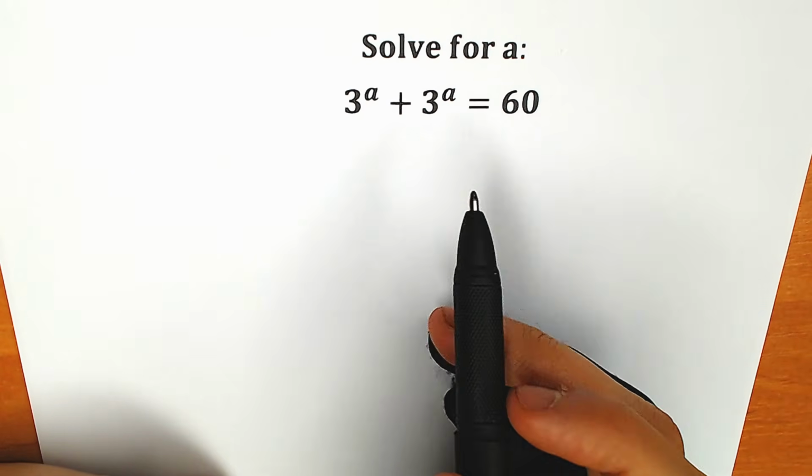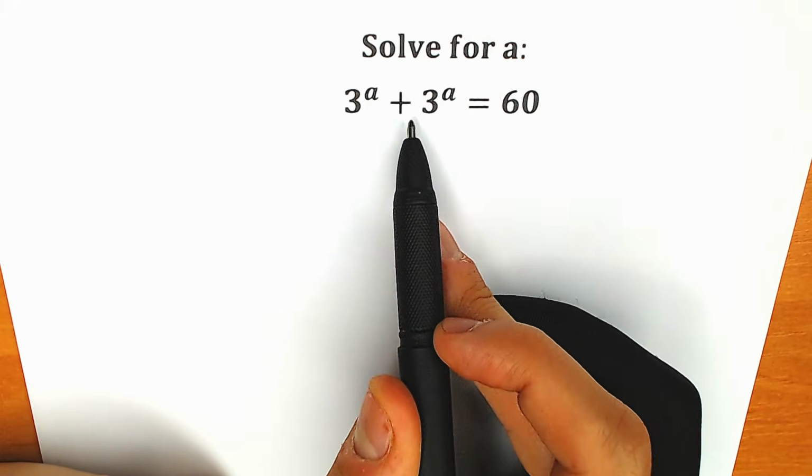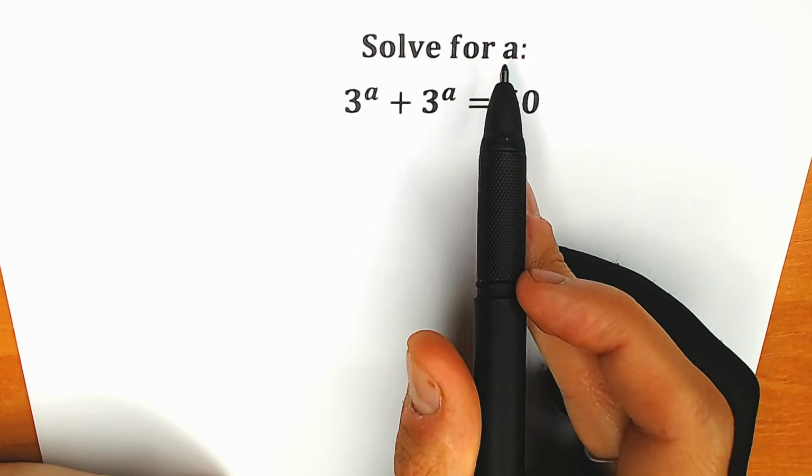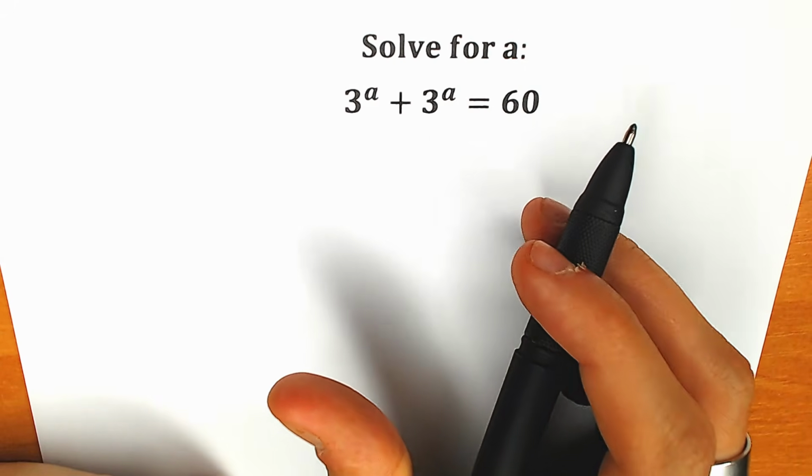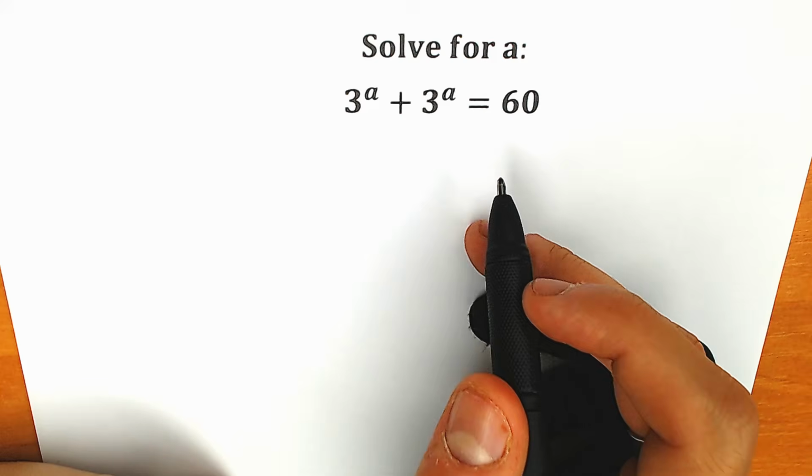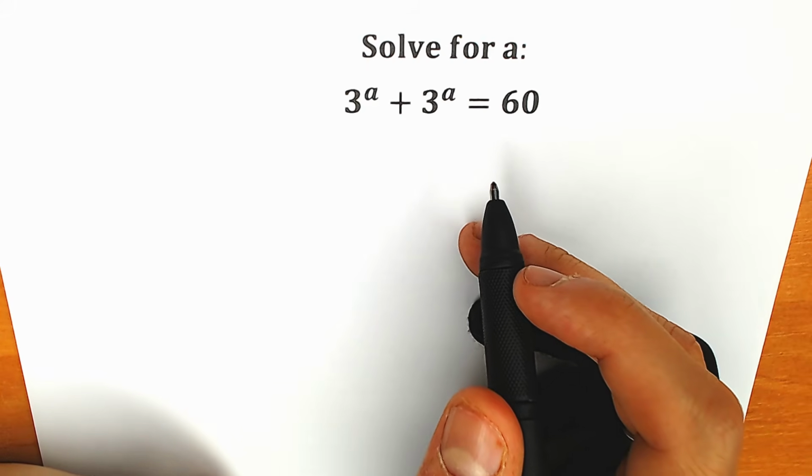Hi Mathematics. Today we have a very interesting question: 3 to the a plus 3 to the a equals 60. We need to solve this question for a. If you have your thoughts, your answer, you can write it in the comments below and then we will check our answer. So it will be really interesting.